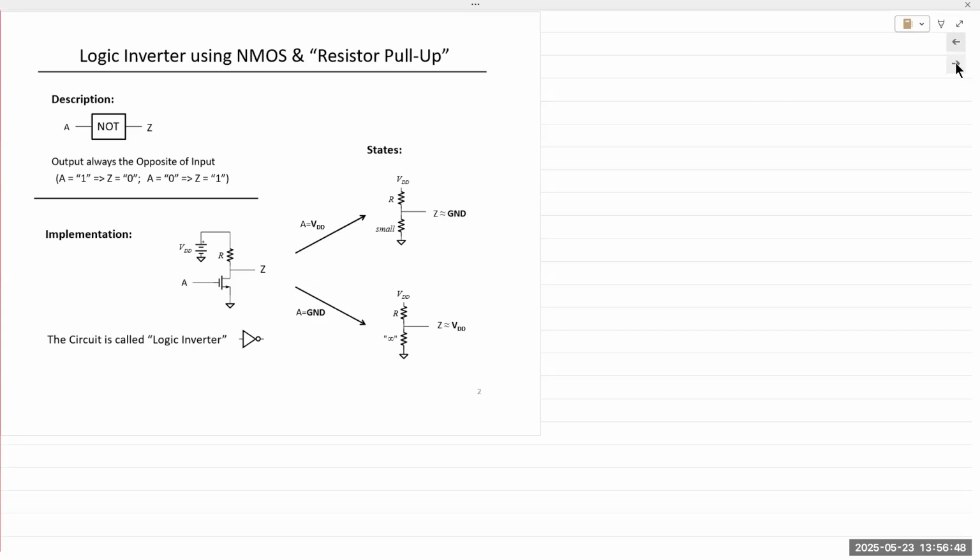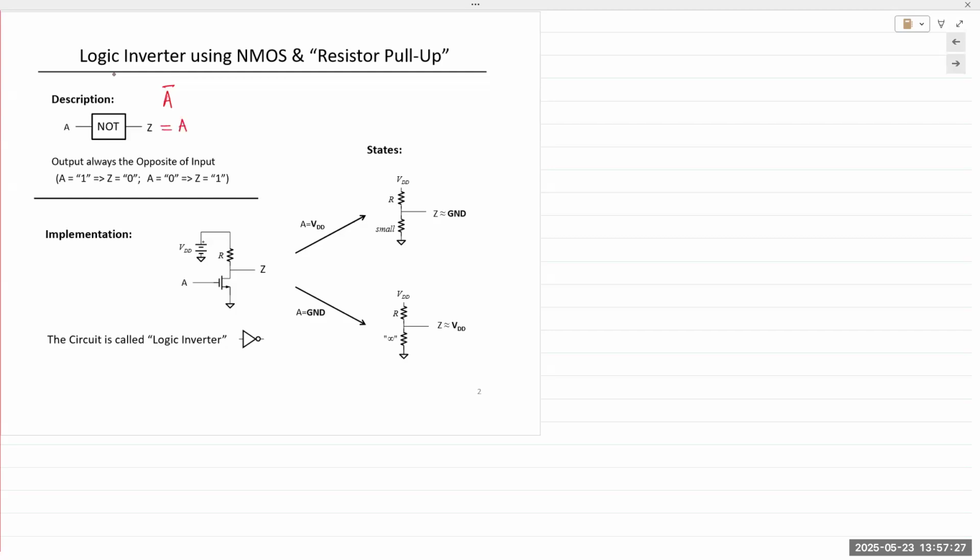So, logic inverters using NMOS and pull-up resistors. We learned about pull-up and pull-down resistors in the lab. This is a bit more theoretical explanation. I'm assuming y'all are familiar with all the gates, right? The AND gate, the OR gate, and the NOT gate, which is basically the inverter gate, A not Z, or in other terms also A bar. Are you all familiar with the bar symbol? Okay. All right, so A and A bar.